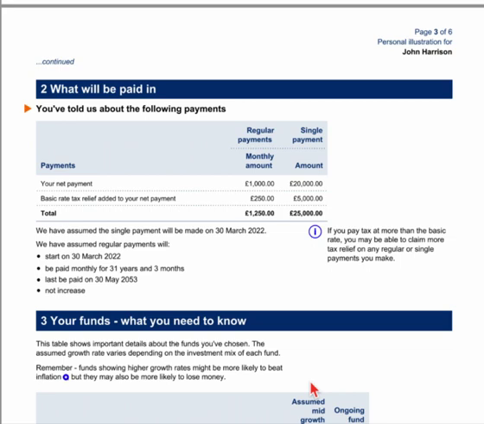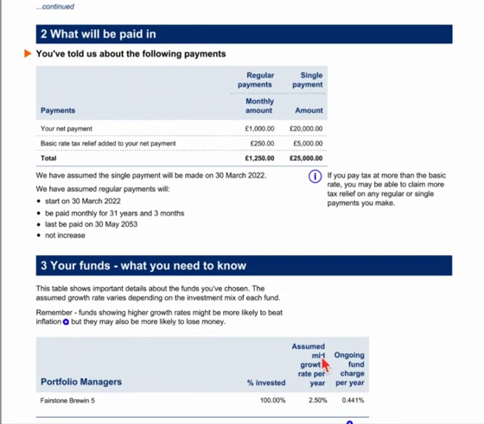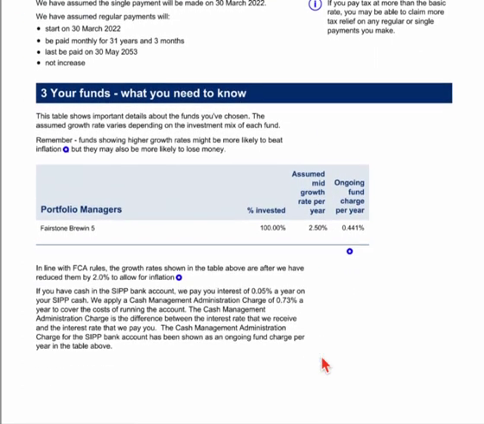It will be paid for another 31 years and 3 months, and the last payment would be May 2053, and this wouldn't increase. As I said, we will review this on a regular basis to try and make sure that we achieve our goals.